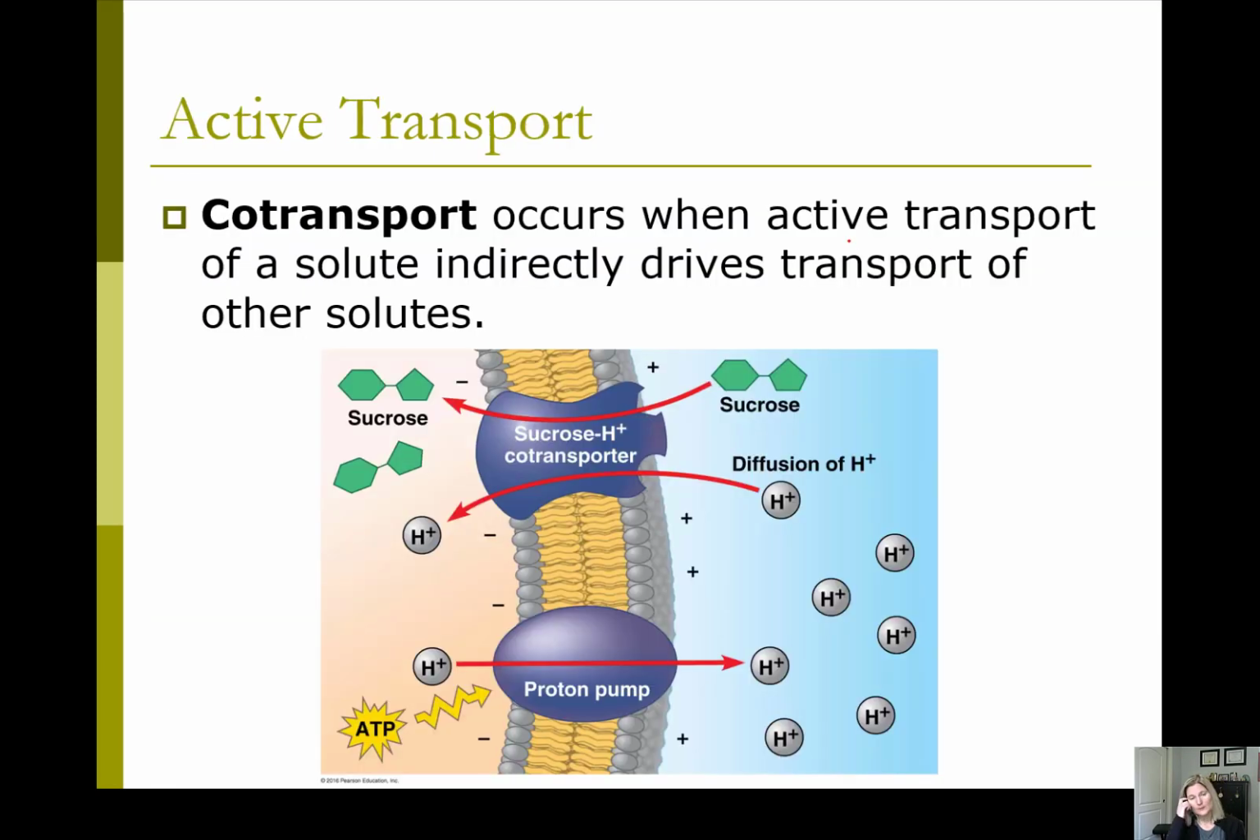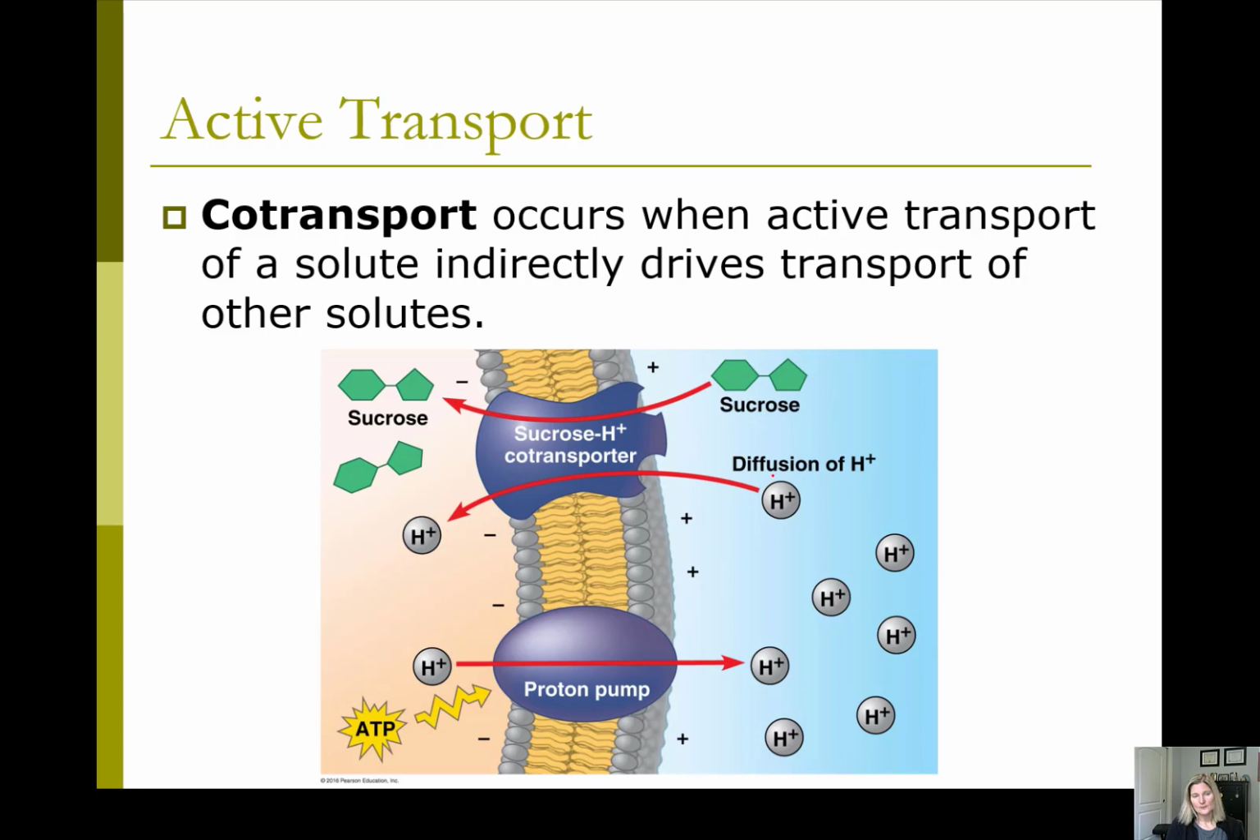Solutes here. We have active transport occurring with one solute, and because that active transport is opening up this little transport channel, we can also have just a facilitated diffusion of another solute along with it. So in this case, we have sucrose. Sucrose is going from low concentration to high concentration. So this is the active transport part.